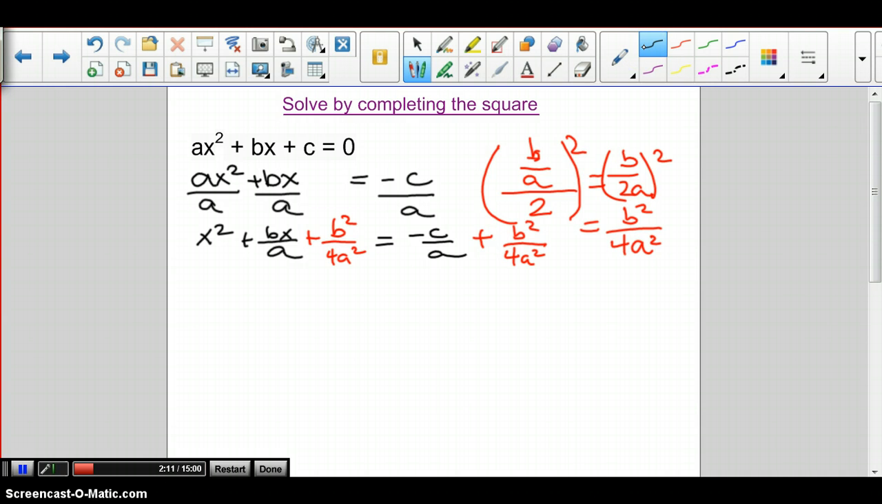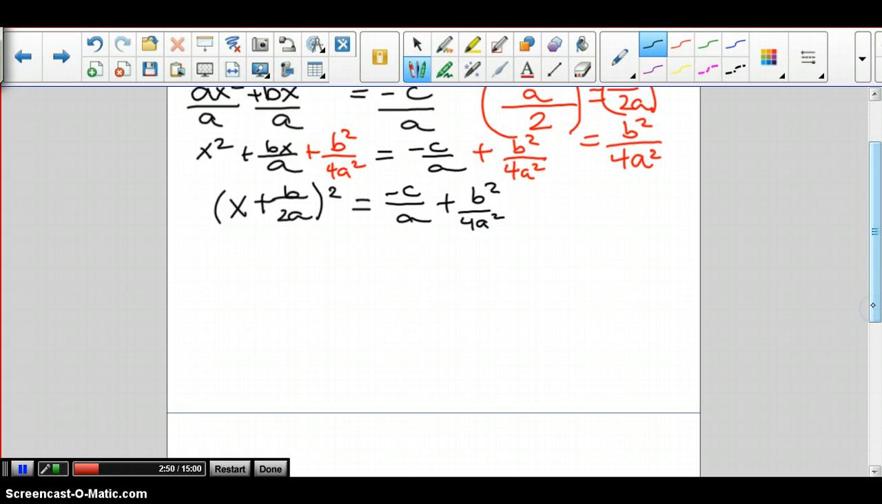Now we are going to write the left-hand side as x plus the term before we squared it, so it's going to be b over 2a, squared. And we're just going to leave this side as minus c over a plus b squared over 4a squared. Hope you guys are following along with me.